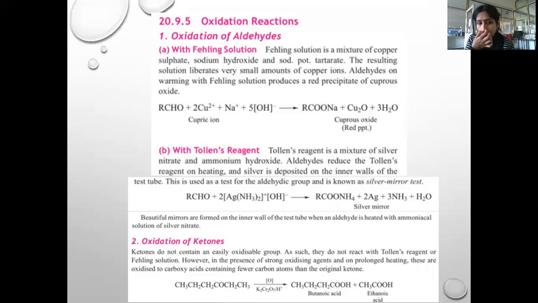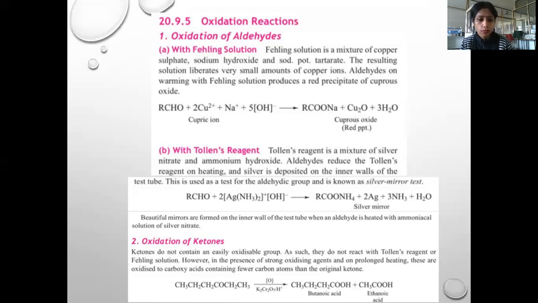Then, what is Tollens reagent? Ammoniacal silver nitrate. Aldehydes reduce Tollens reagent on heating, and silver is deposited on the inner walls of the test tube. That is why it is used to determine the aldehydic functional group, and it is also called the silver mirror test.